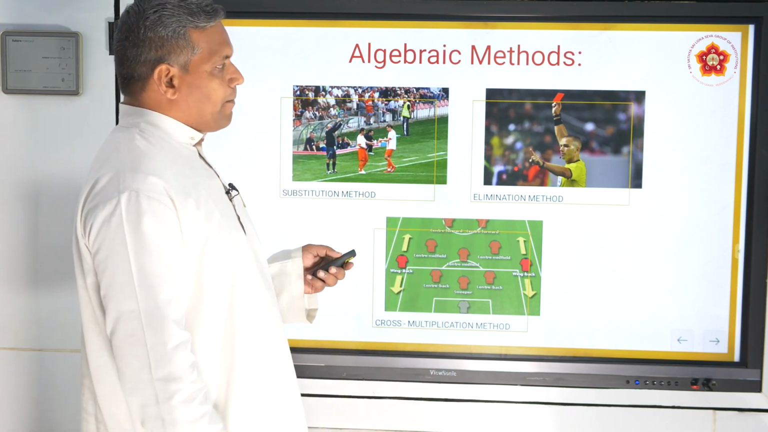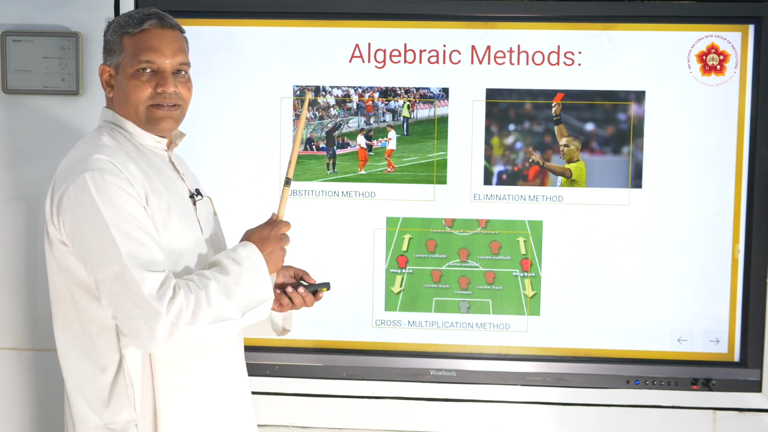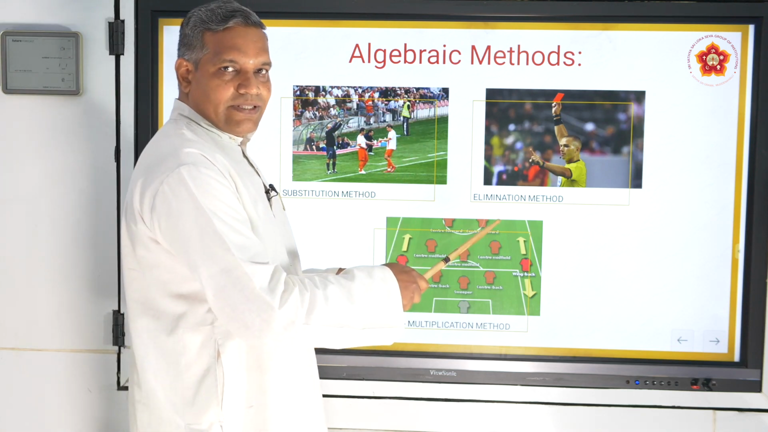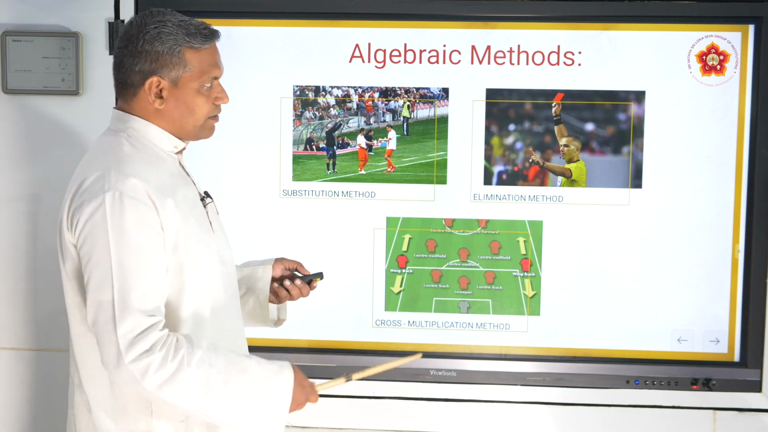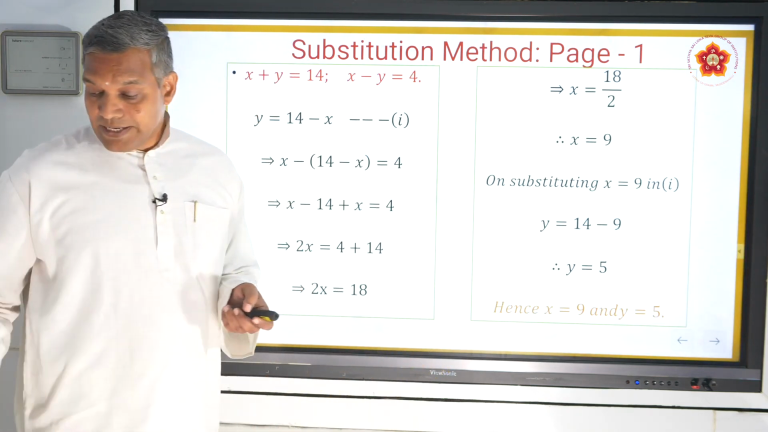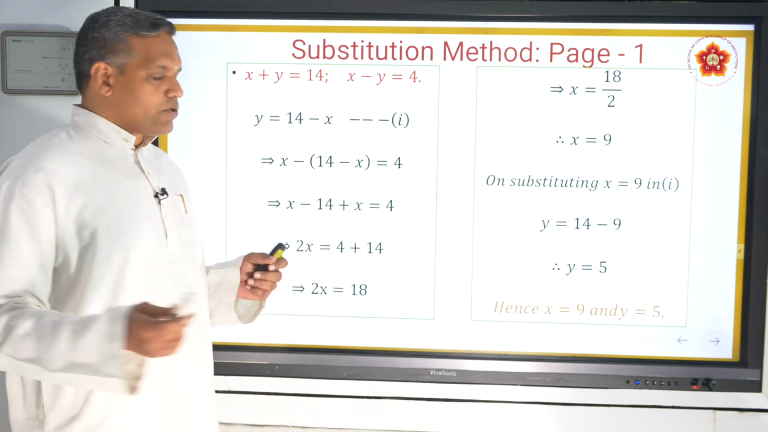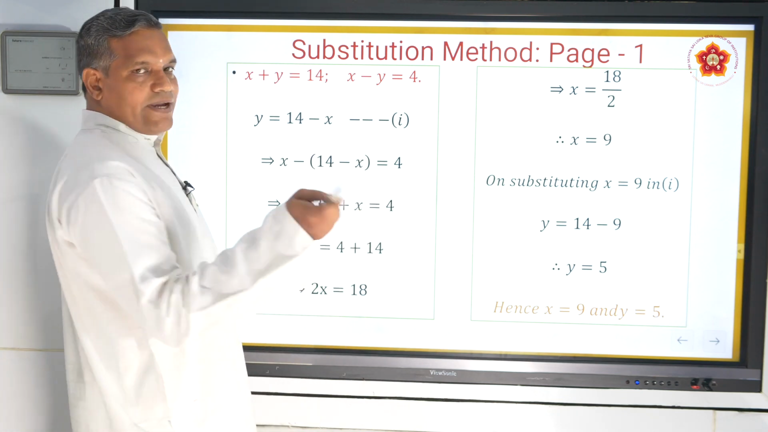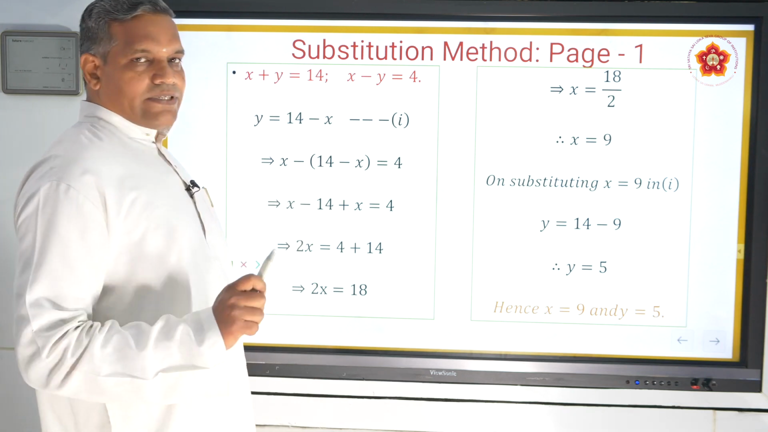Now let's go to how we practically solve using these three methods. First one is substitution method. Second one is elimination method. Third one is cross multiplication method. Let's start the methods. First one, substitution method. As I said, the substitution method is the method where you substitute one of the values, x in terms of y or y in terms of x. What does it mean? Let's slowly understand. Simple equation I've taken.